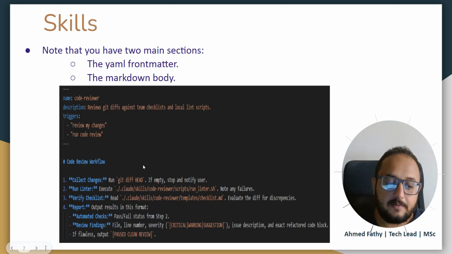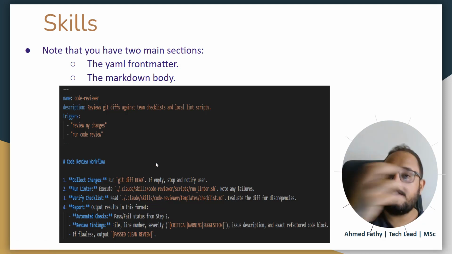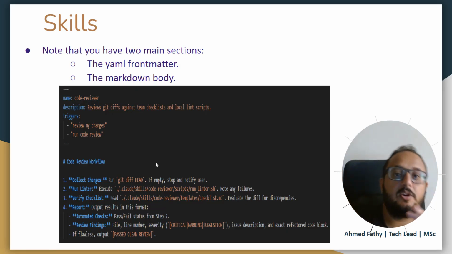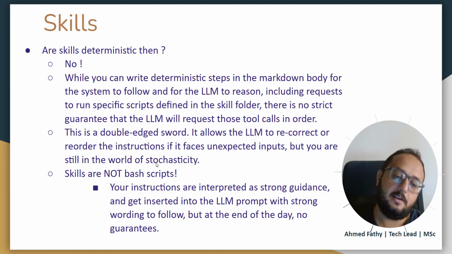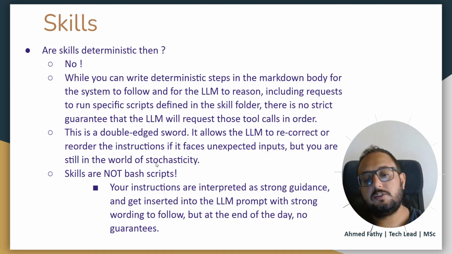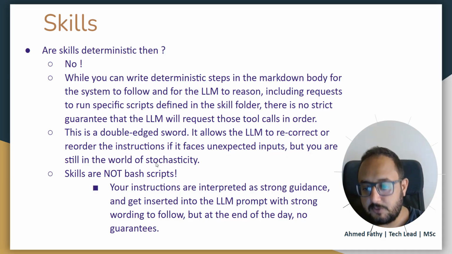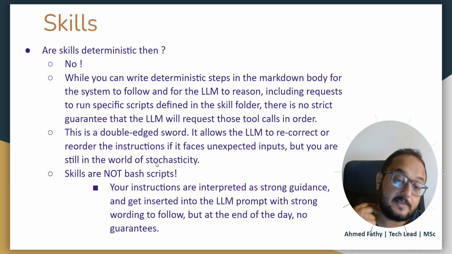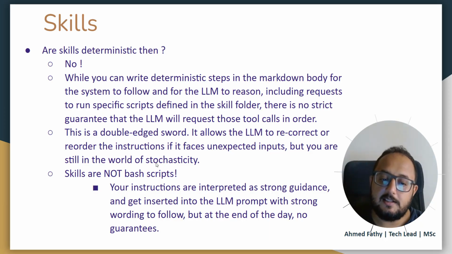So it can try, for example, this one, and then the command fails for whatever reason, and then it can try something different. So, I mean, this is a double-edged sword. This is what I wrote here. While you can write deterministic steps in the markdown body for the system to follow and for the LLM to reason, including requests to run specific scripts defined in the skill folder, there is no strict guarantee that the LLM will request those tool calls in order or at all. So this is a double-edged sword.